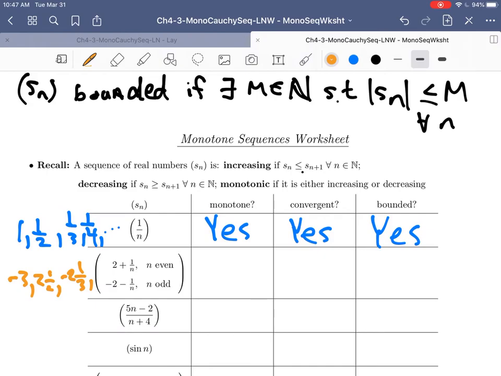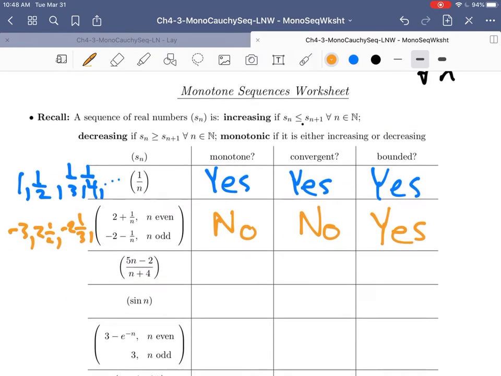So is this monotone? No, it goes from a negative to a positive back to a negative. It's jumping back and forth, so it is not monotone. Is this convergent? It is not convergent because it's going to continue jumping back and forth between these positive and negative numbers. Is it bounded though? Yes, it sure is. We could choose the number m to be 3. No matter what term we have, the absolute value of the term is always going to be less than or equal to 3. All right, so that's example 2.